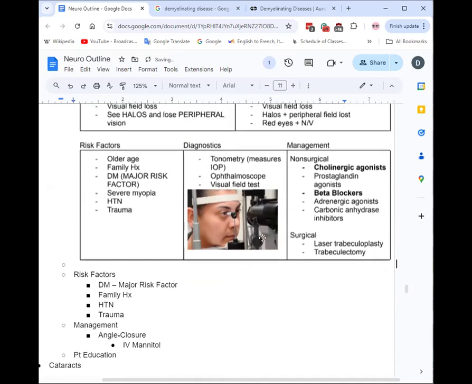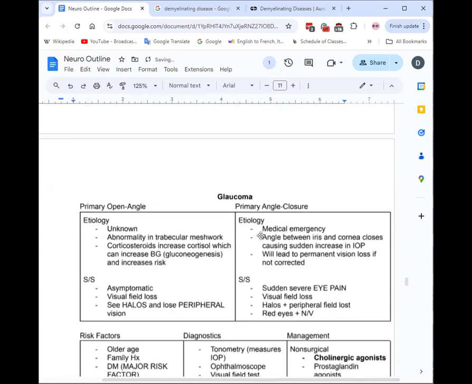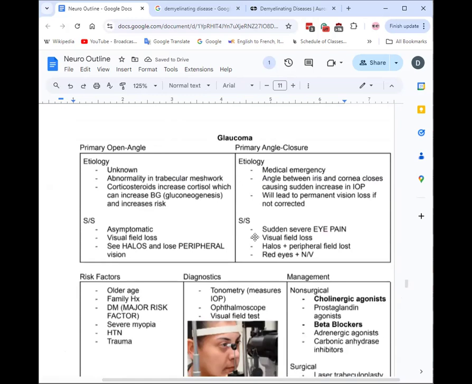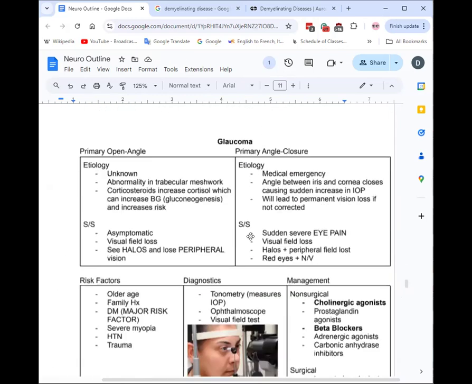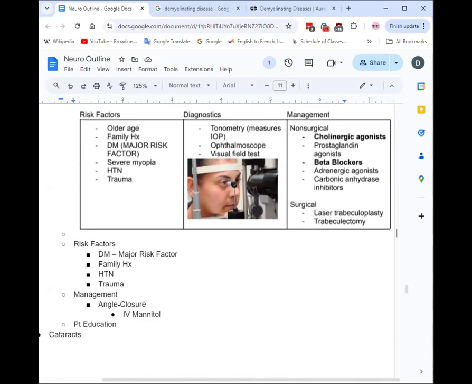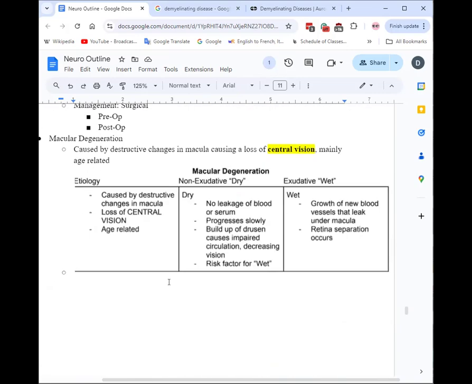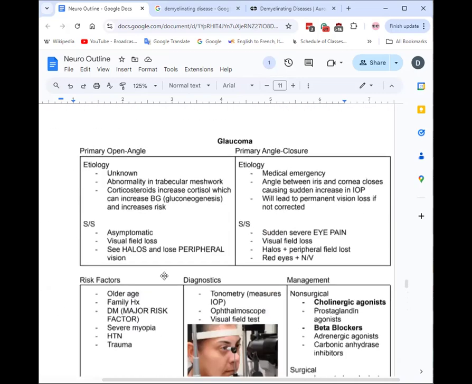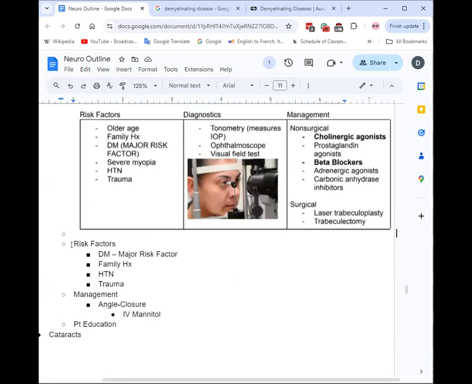Your main focus is understanding the big picture. The big picture with glaucoma is that you're going to have a loss of your field of vision. So you will see peripheral vision loss. That's the key thing with this one. It's peripheral vision loss. There's going to be another one down the line that's central vision loss, so you just have to make sure you don't confuse them. Glaucoma is peripheral vision loss.